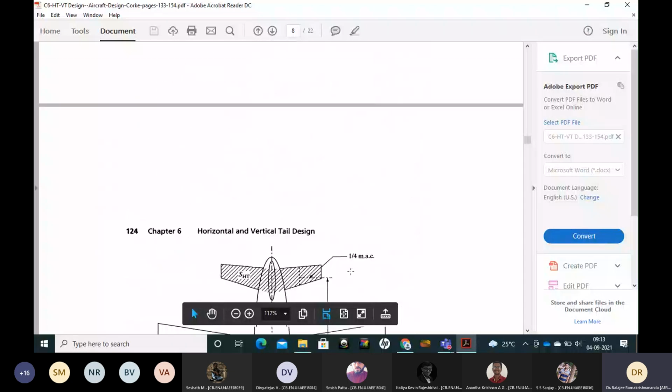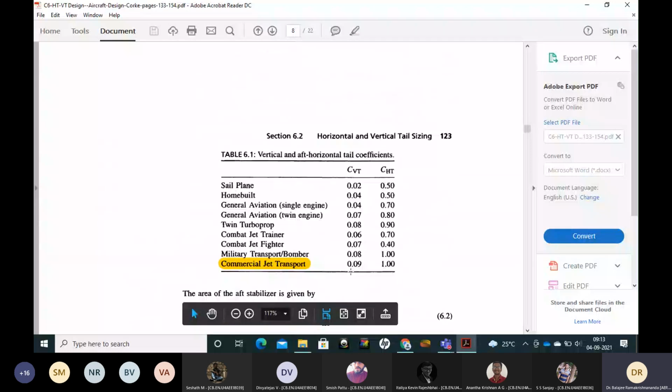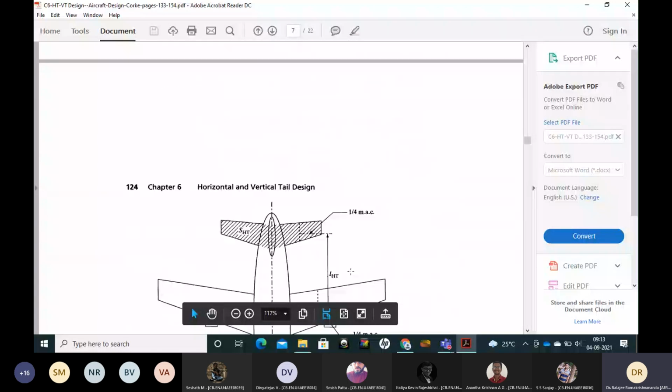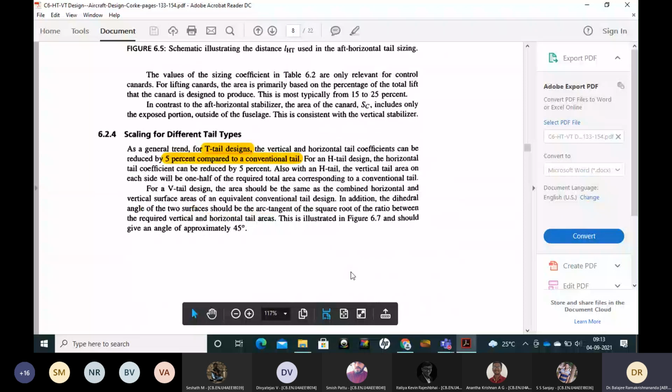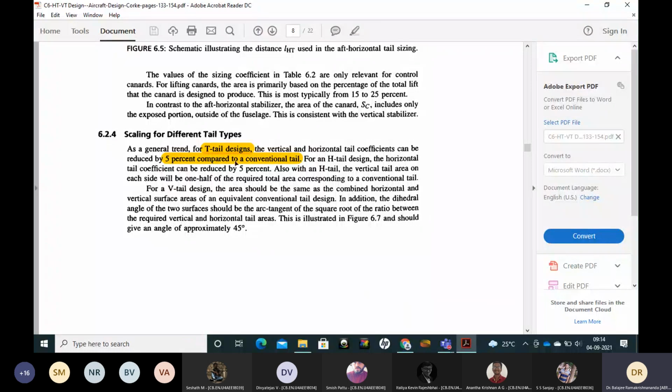Now you get that CHT and CVT for normal aircraft. But for different types of tails, you have to scale them. For T tail, the horizontal tail coefficients can be reduced by 5%. For H tail, the vertical tail coefficient can be reduced by 5% compared to a conventional tail. For T tail, you can reduce the horizontal tail by 5%. So the vertical area on each side of the wing will be 1/2 of the required total area.